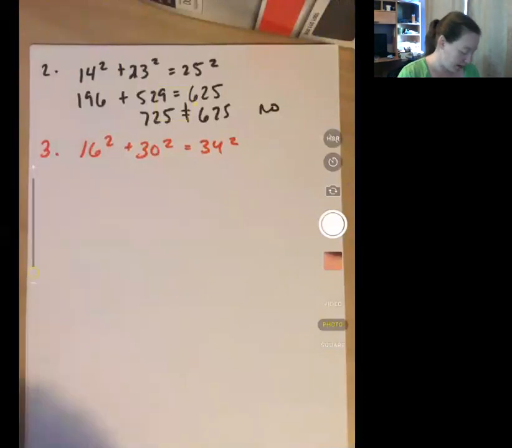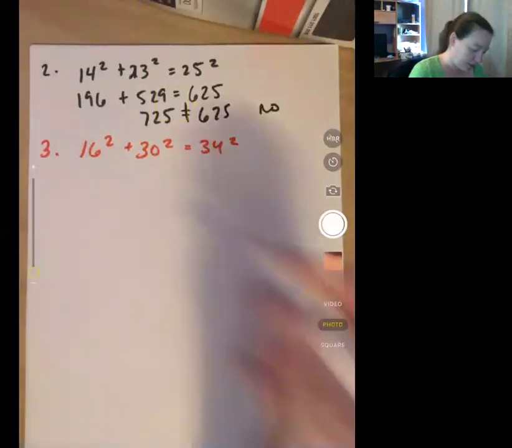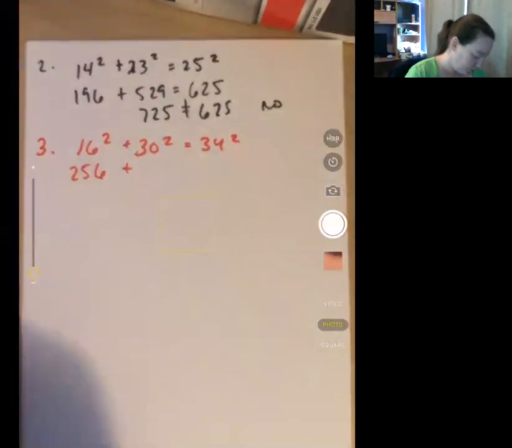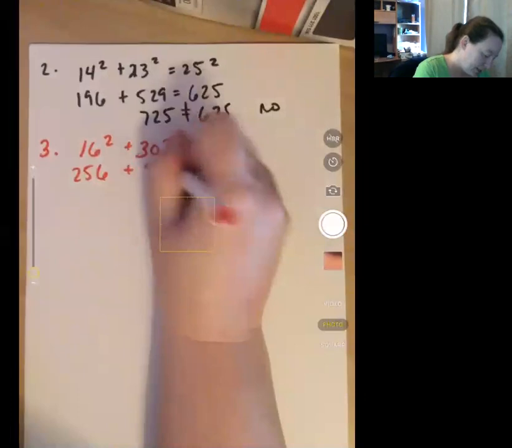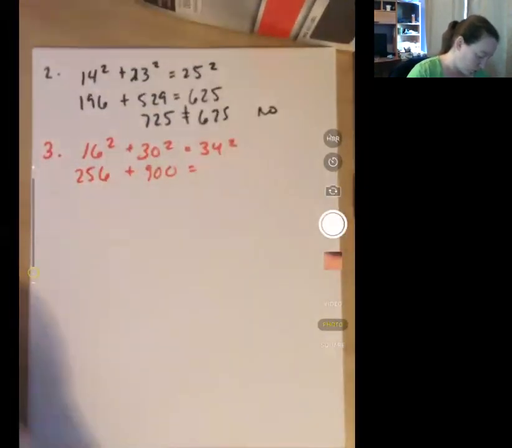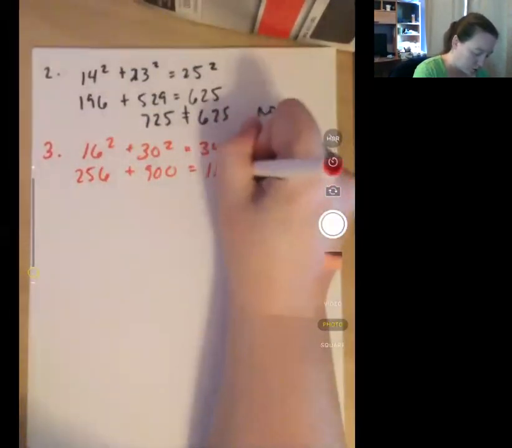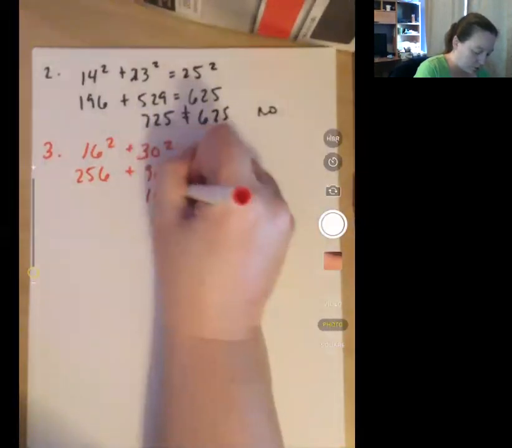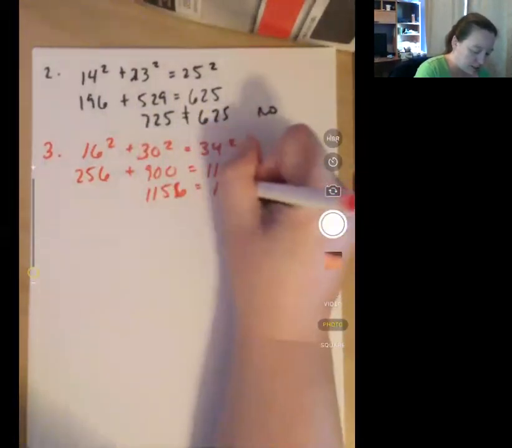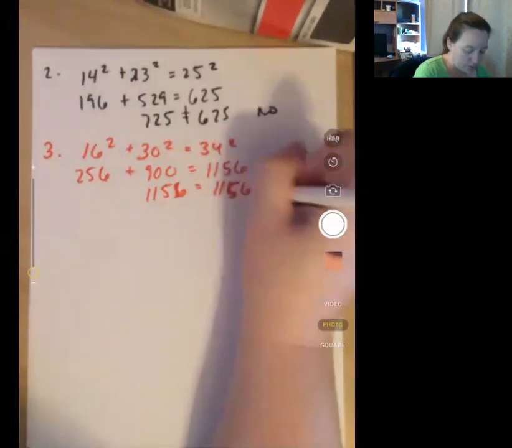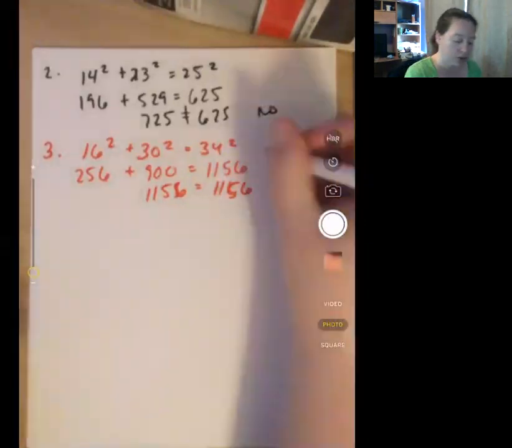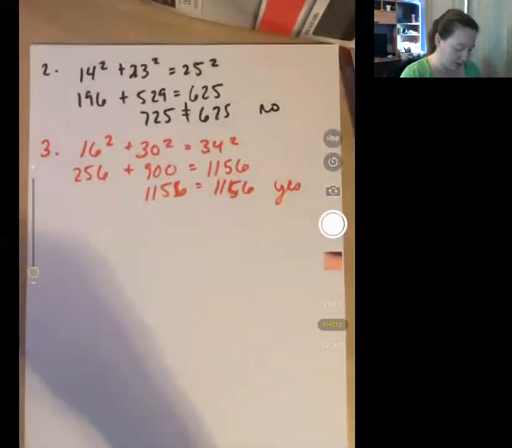Okay, so I have 16 squared, which is 256, plus 30 squared, which is 900, is equal to 34 squared, which is 1,156. So 256 plus 900 is equal to 1,156, which is equal to 1,156. Agreed? Same number? So yes, that one is a right triangle.